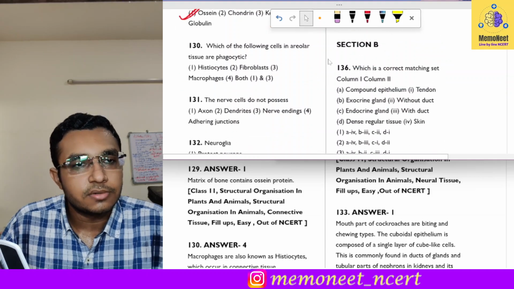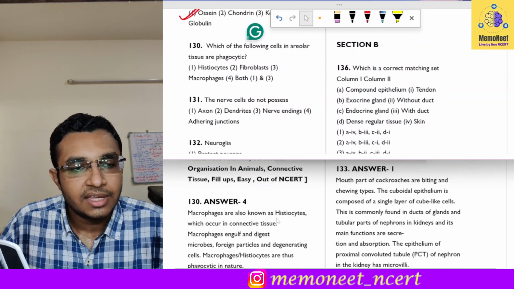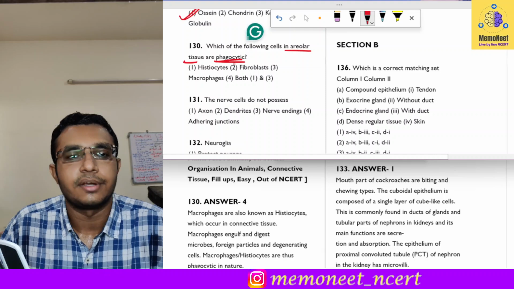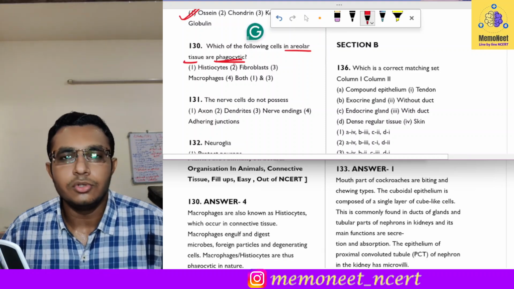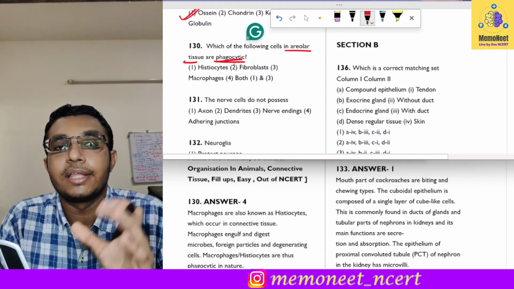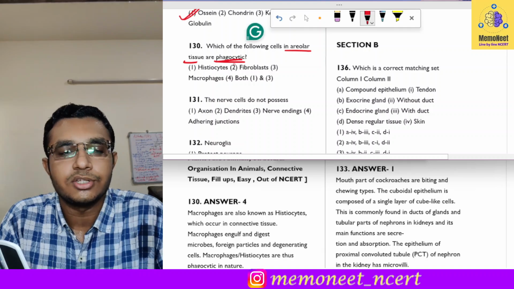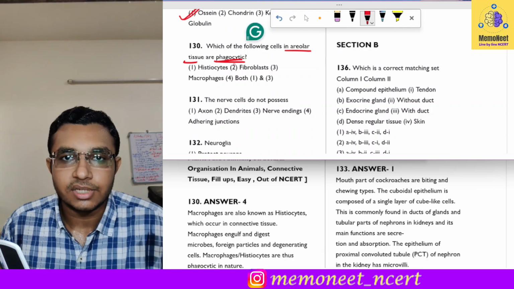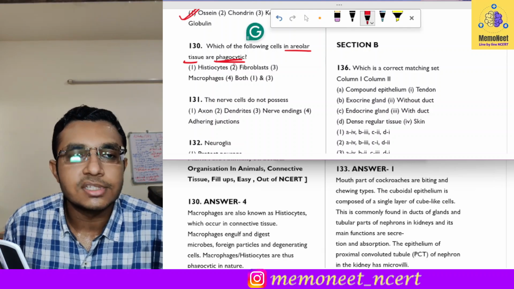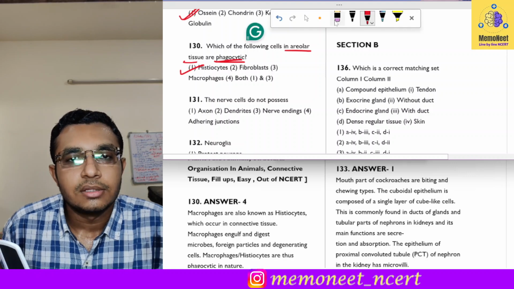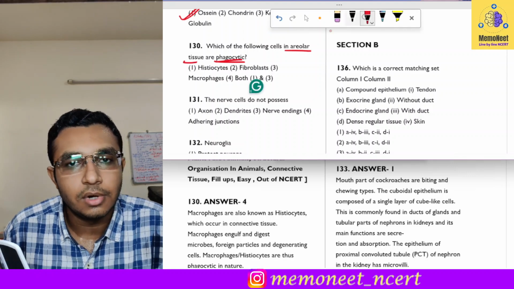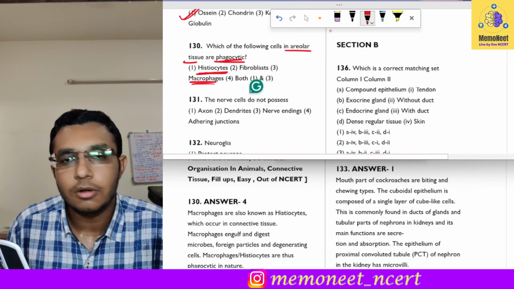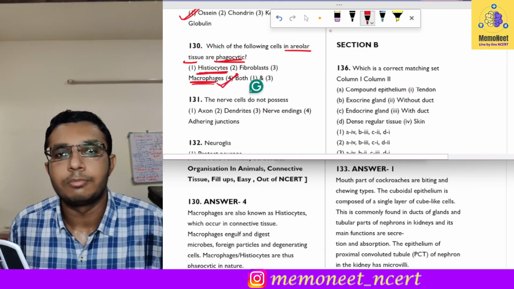Moving on to the next question, that is question number 130. It states that which of the following cells in areolar tissue are phagocytic? Now, which cells are phagocytic? So, you might have heard about the macrophages. The macrophages are phagocytic in nature, and also the modified macrophages are called as histiocytes. Okay, so we can also call the macrophages as histiocytes. So, the phagocytic cells will be 2 among these options. The histiocytes are also phagocytic and the macrophages are also phagocytic. So the correct answer is option 4.